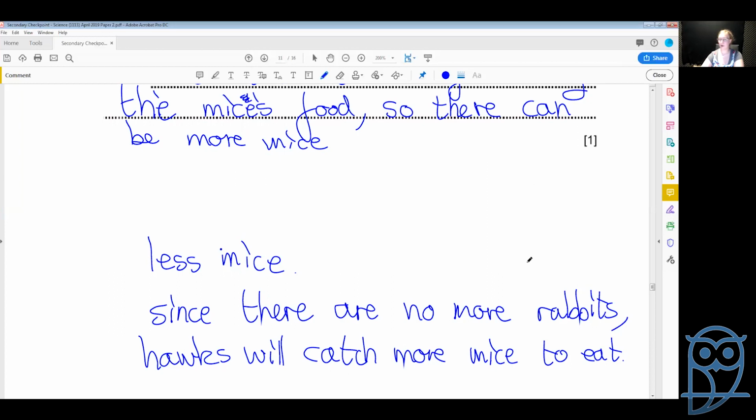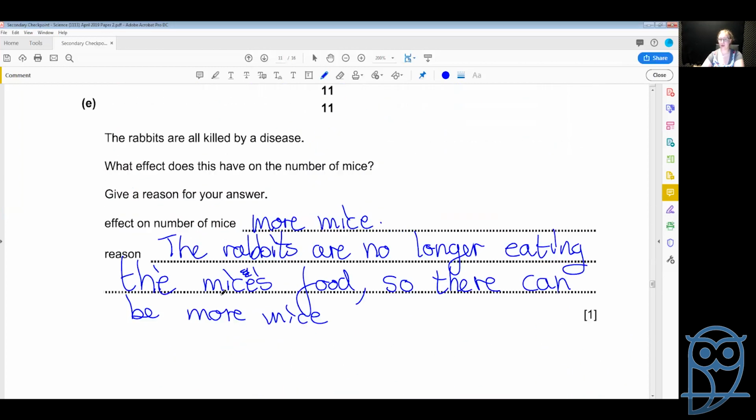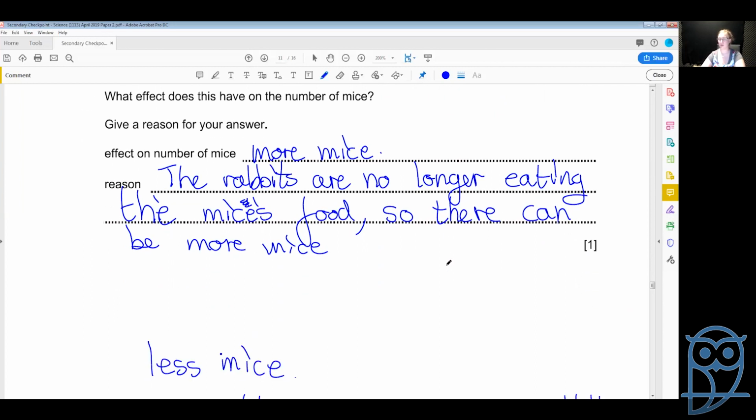You don't need to give both of the reasons, you just need to give one. I'm giving both to show you here that the actual answer, the effect on the number of mice, whether it's more mice or less mice, is less important than the reason you give. As long as the reason you give makes logical sense, you will get your mark. If you just said more mice because the rabbits are no longer eating the grass so the mice can have more food, then it's perfectly fine. It's a logical answer. You will get your mark.